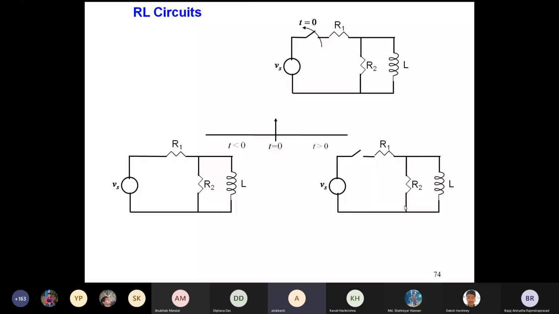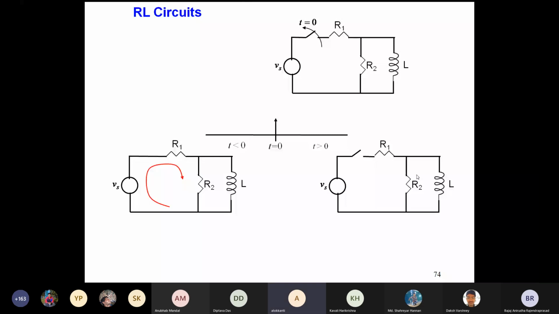So this is the situation. For t less than 0, the voltage source is driving the circuit, and we will see how to analyze those circuits. At t equal to 0 the switching is made, and then it goes to this new circuit. So what happens is, whatever the condition is at t equal to 0, that acts as the initial condition for the circuit at t greater than 0.